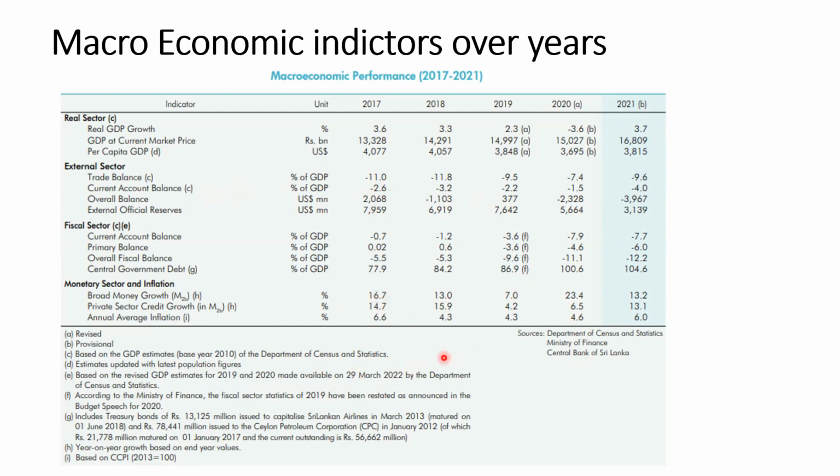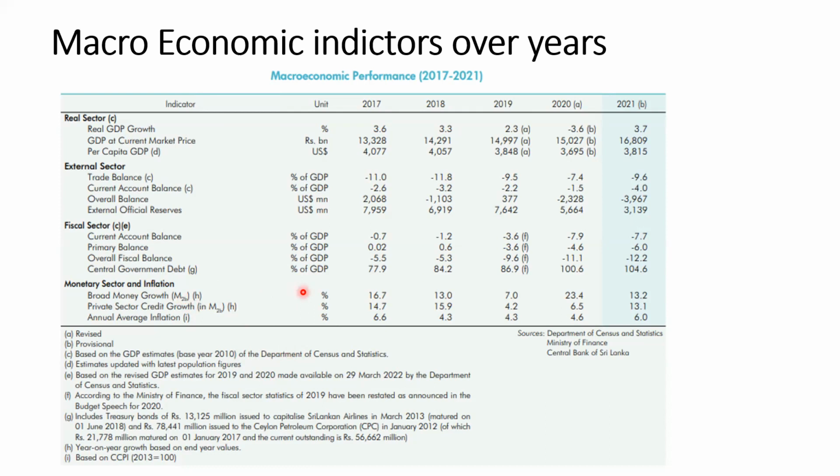Or otherwise, now here you can see they are based on revised GDP estimates for 2019 made available, because they made these revisions. They have identified, by doing the manipulations, that they may not be able to proceed with the country situation. Then they may have corrected these things.